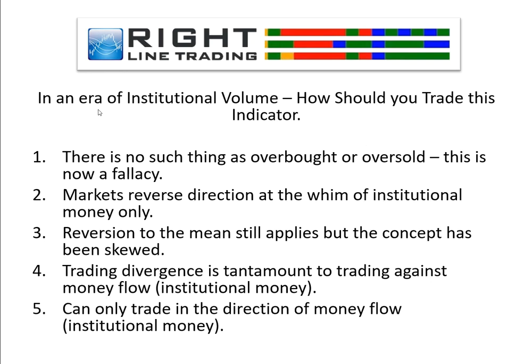So, in an era of institutional volume, how are you going to get precise entries? The first thing is you have to develop a trading methodology that's effective. So you have to dispel the fallacy that you can call a top or call a bottom, because you just can't. As long as institutional money is still driving price long, it'll run over pivots, it'll run over resistance to the upside, it'll run over everything. Institutional money will drive price higher.